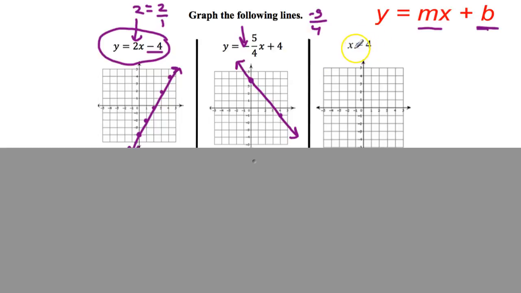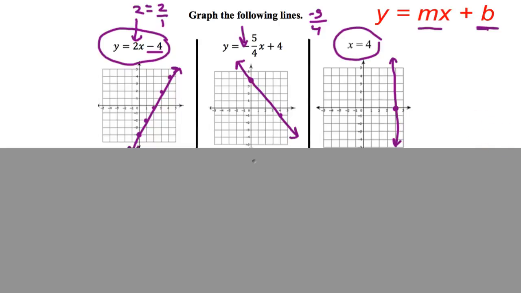Alright, this y equals mx plus b. What? There is no y equals mx plus b. This is a special case. This says x equals 4. So what I do, I go to the x-axis, and that equals 4. This tells me that x is always going to be equal to 4. So if you see this, x equals a number, it is going to be a vertical line where x equals whatever number it is. In this case, it's 4. So I go to x equals 4, and I draw a vertical line.